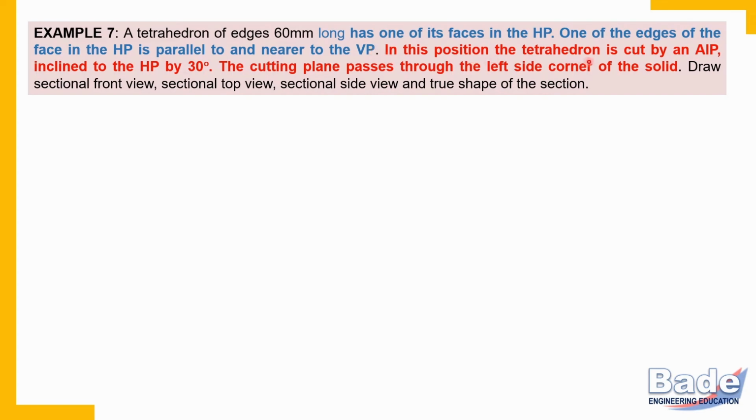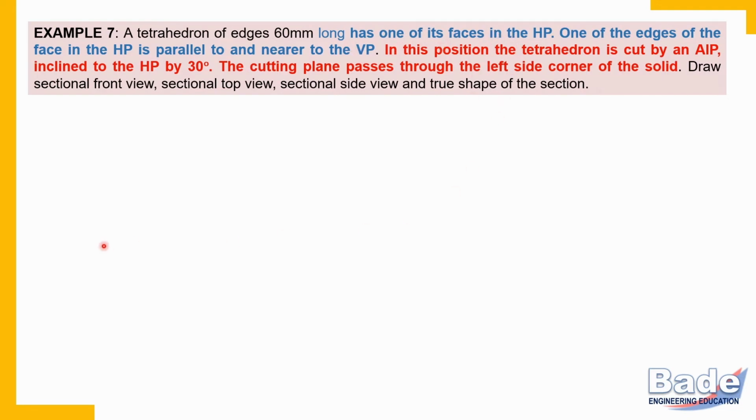In this position, the tetrahedron is cut. Okay, we'll talk about the cutting plane a little later. First important step is the position of the object in the given position. We should start with the true shape of the base. Base is in HP. Of course, the face which is in HP, we'll consider it as base. Remember, all surfaces in a tetrahedron are identical equilateral triangles. Therefore, while describing a tetrahedron, base and face, such a differentiation is not made. All surfaces are called faces. So one face, that is nothing but we'll consider base.